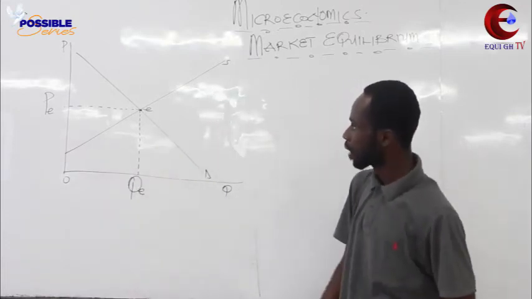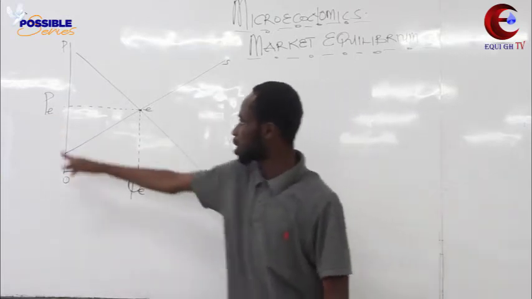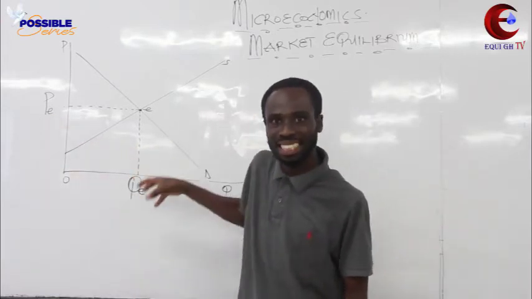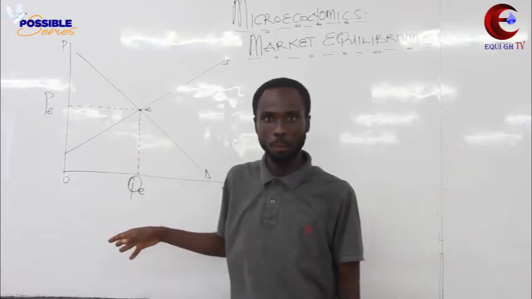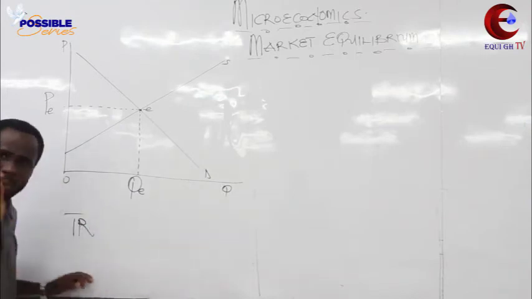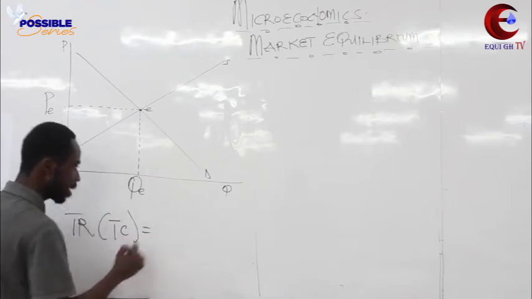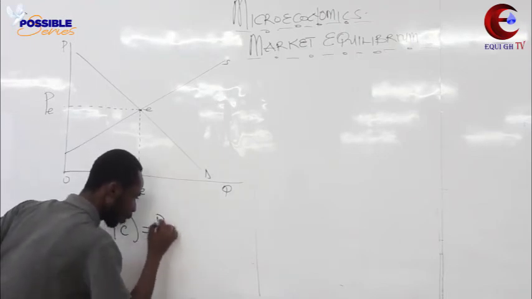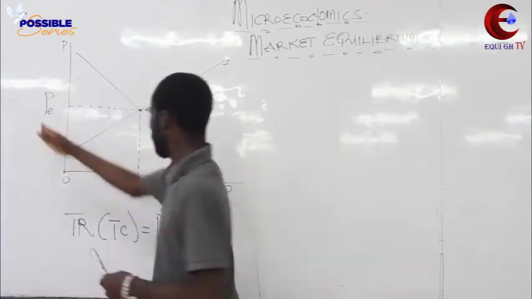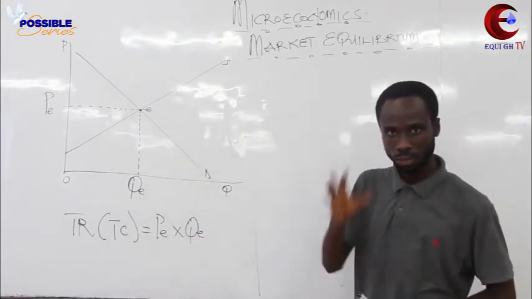That is the equilibrium price and that is the equilibrium quantity. Once we have seen the equilibrium price and equilibrium quantity, we can calculate the total revenue at the equilibrium. Total revenue, which is the same as total cost, is equal to the equilibrium price times the equilibrium quantity. Put that at the back of your mind. This times this will give us the total revenue or total cost.